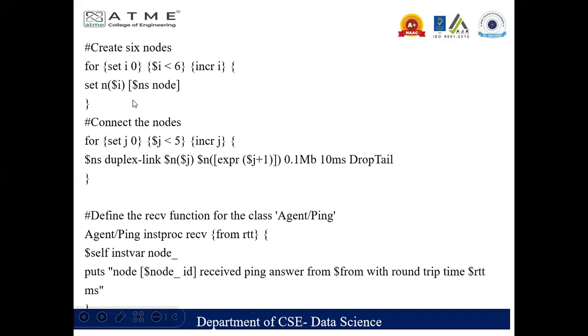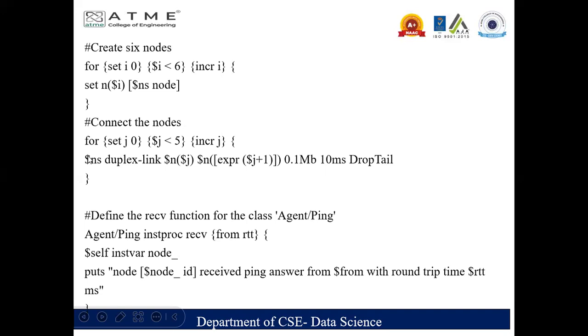First we are going to create the 6 nodes. From i = 0, each time we increment the value by 1 and create the nodes. So set n, initially it will be 0, then n0, n1, n2, n3, up to n5; it will be created from n0 to n5. That is why it is i less than 6. From i = 0 to i less than 6 means up to 5, so from 0 to 5, 6 nodes will be created.